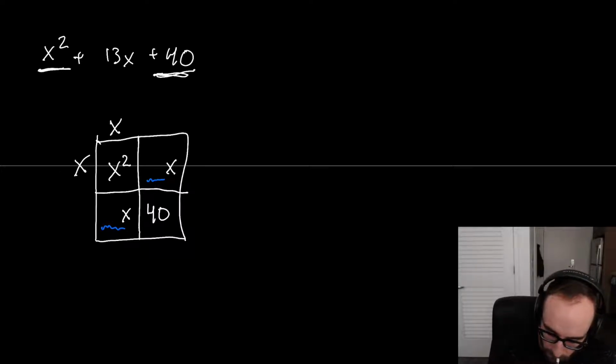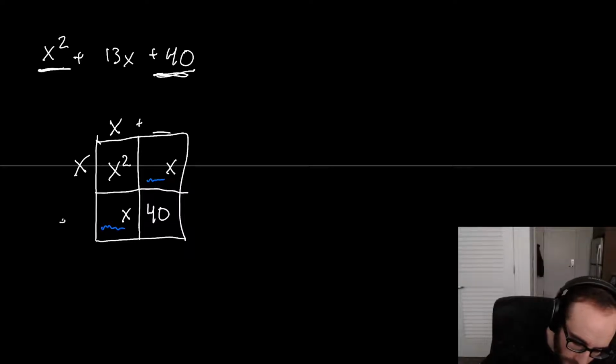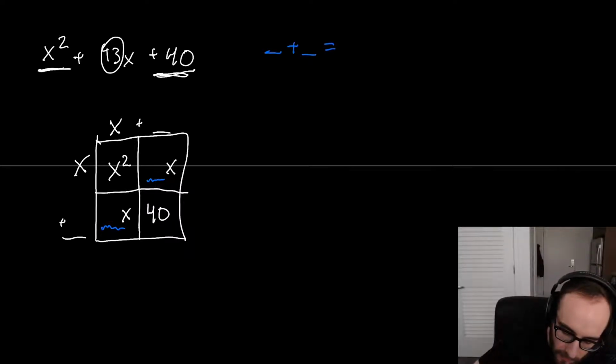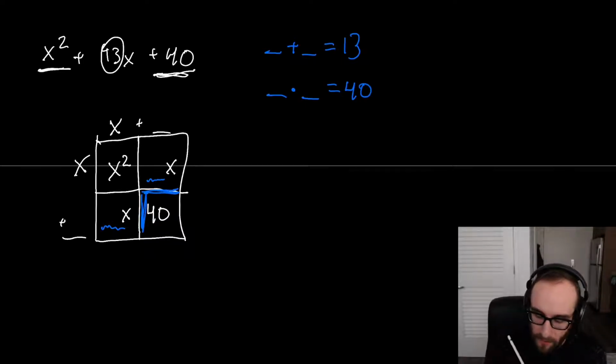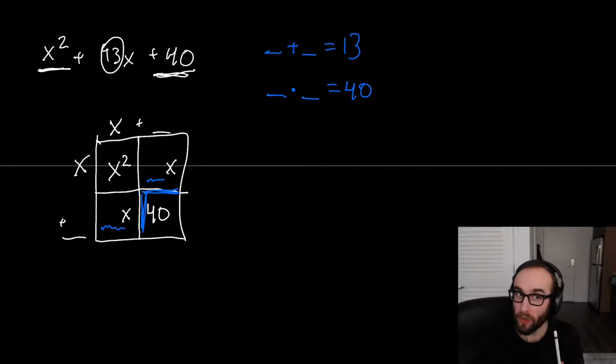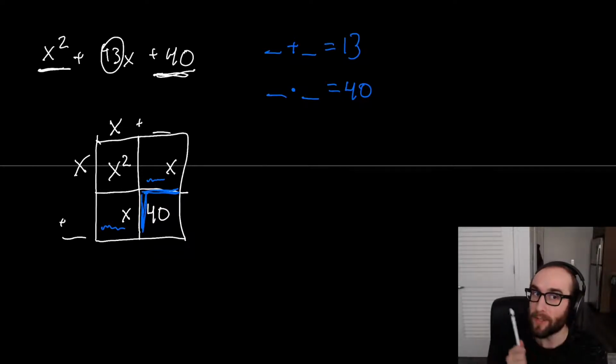Okay. So again, we know that the two missing blanks are going to add up to 13. So blank plus blank equals 13. And we know that they multiply to give us 40. So blank times blank gives us 40. So they add to the middle coefficient and they multiply to give us the last number, or the constant.